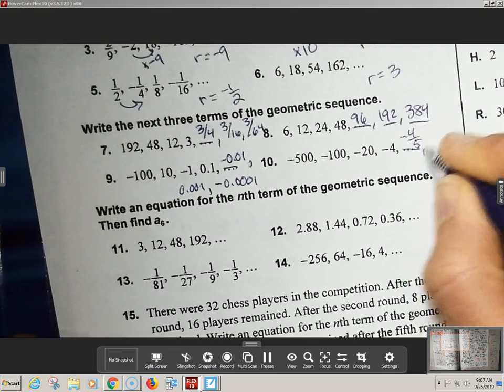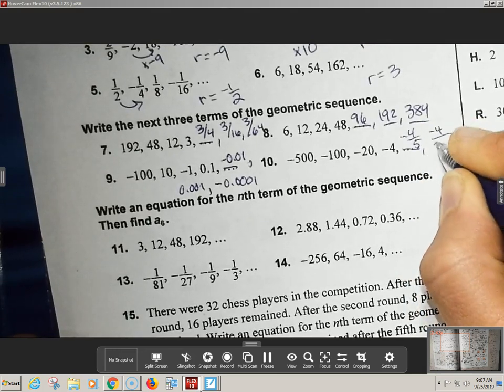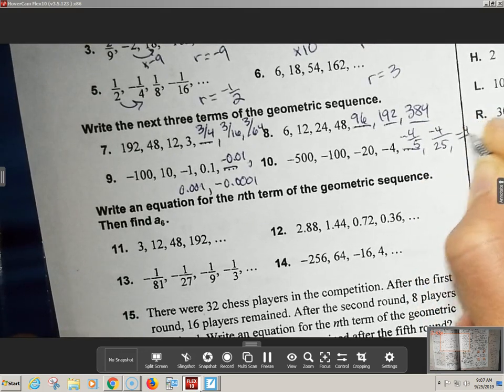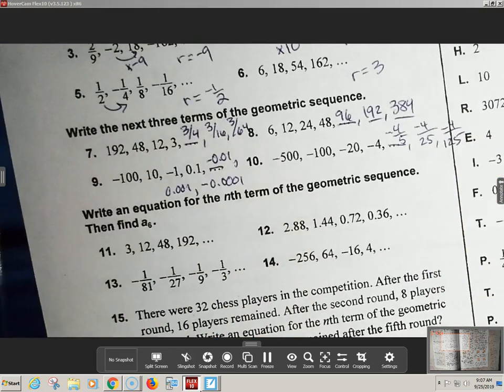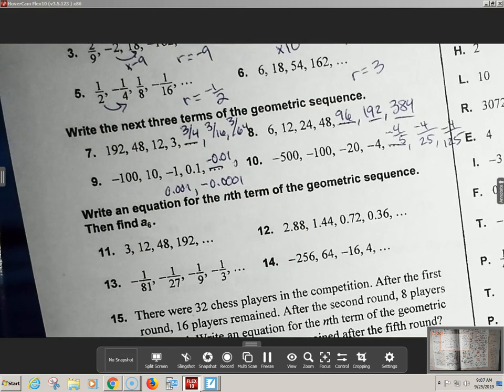And if you guys notice, this is another one where doing decimals would have been so much worse. Because I didn't have to use my calculator once. Because I noticed my R was 1/5. So I just had to say times a fifth, times a fifth, times a fifth. Once again, decimals aren't always better.